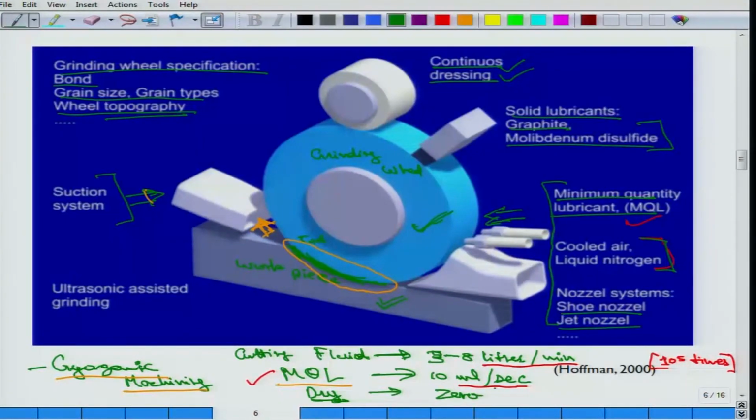But what happens to my specific energy, my surface finish, and my tool wear in this case? In dry machining the temperature would rise, because cutting fluids also help to keep the temperature in control while machining. So what are the implications of that? We'll discuss that in the forthcoming sessions.